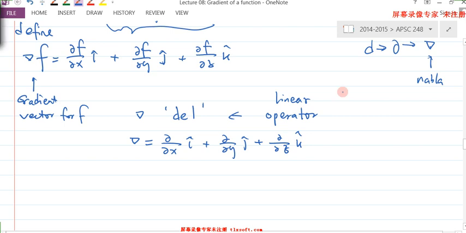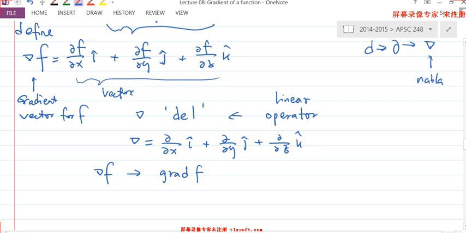And sometimes, probably in the textbook, you will also see del f written as G-R-A-D-F, grad f. So for now, the most important thing that you need to remember, the gradient of the function f gives you a vector. Okay, gives you a vector. You see, when we use a d, a partial, you calculate the partial derivative, you end up with just a scalar function, right? But now, if you apply this del to a scalar function f, you end up with what? A vector. Okay? A vector. That's the most important difference for now, right?